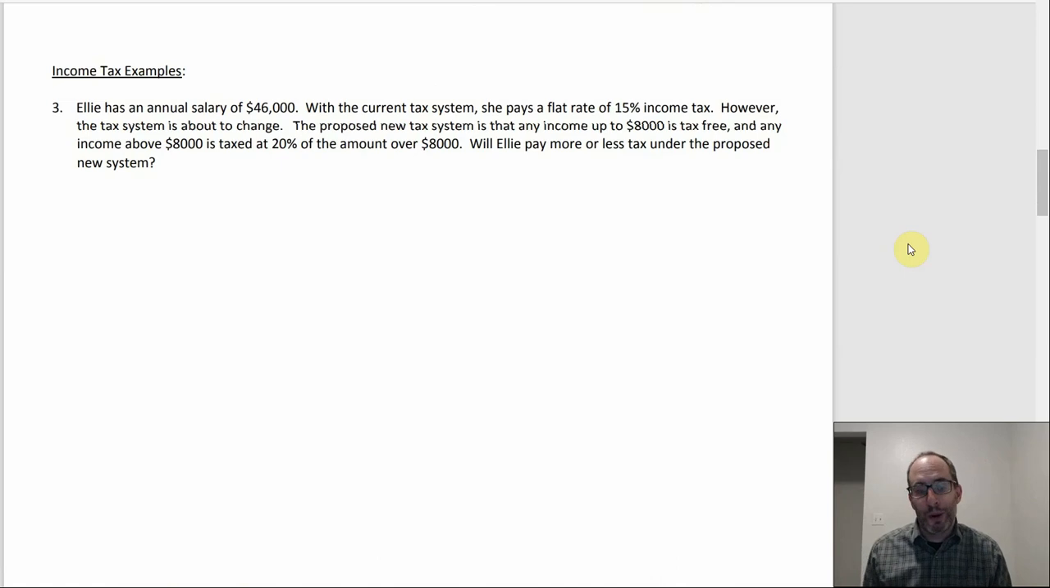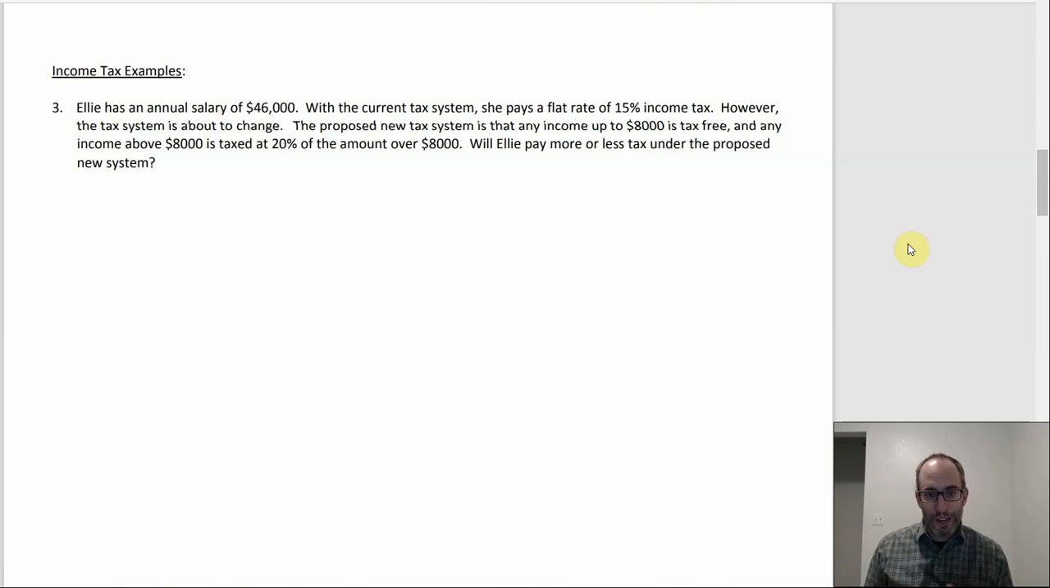And we actually see both of those in number 3. So it says that Ellie has an annual salary of $46,000, and with the current tax system, it's a flat tax. So she pays a flat rate of 15%, and that's what her income tax is going to be.